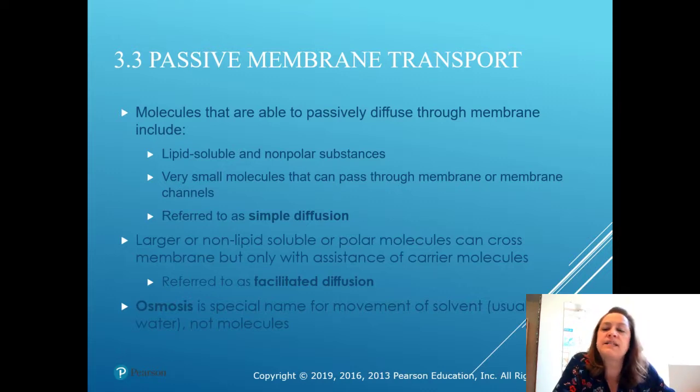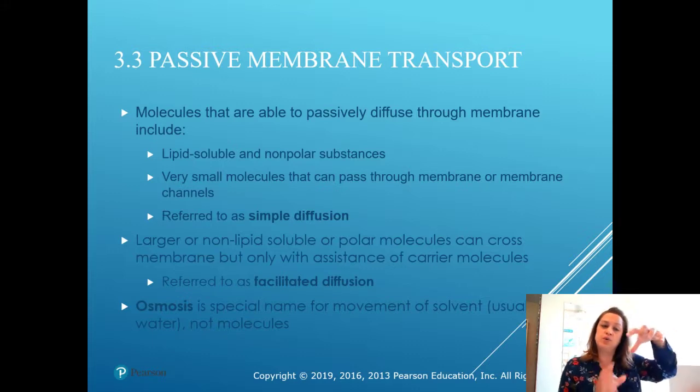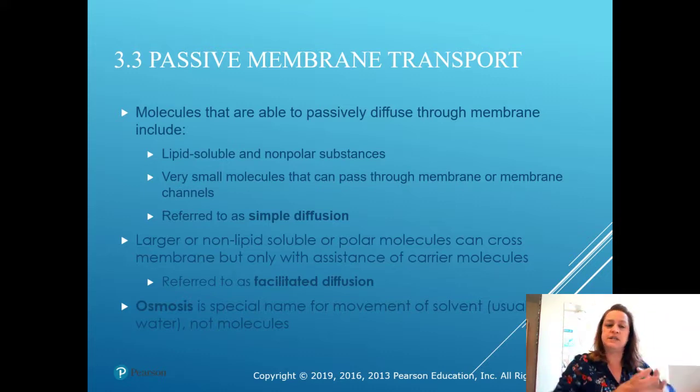But say we have something that's a little bit bigger, but still we have a large concentration gradient, but it can't move right through the membrane. That's going to be facilitated diffusion. To facilitate means to help something across. So we're going to facilitate that substance across the membrane, usually through one of those proteins that we saw with the channel through it. Right? That's going to be facilitated diffusion.